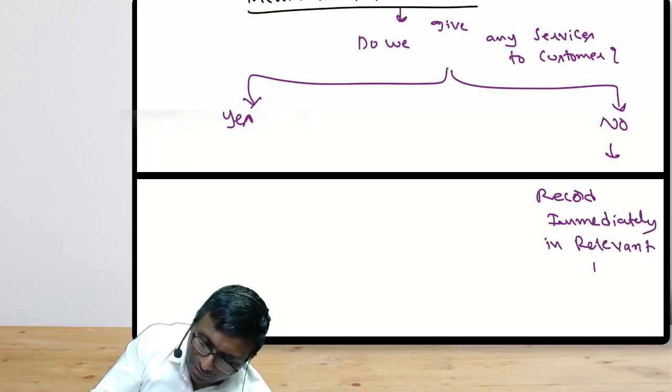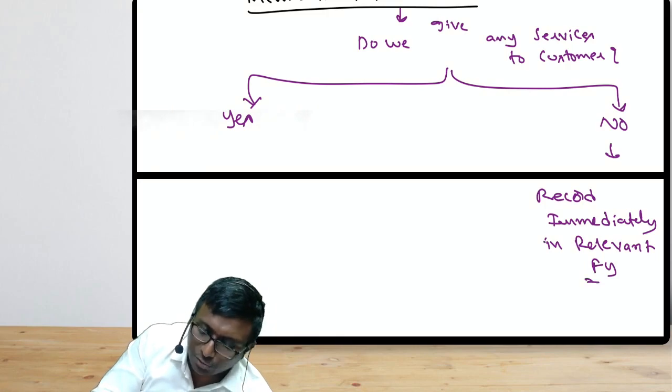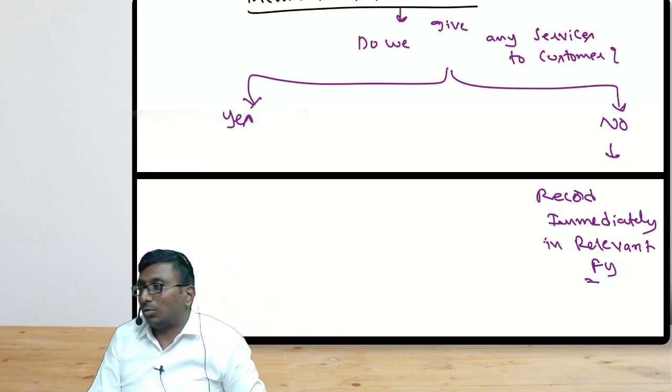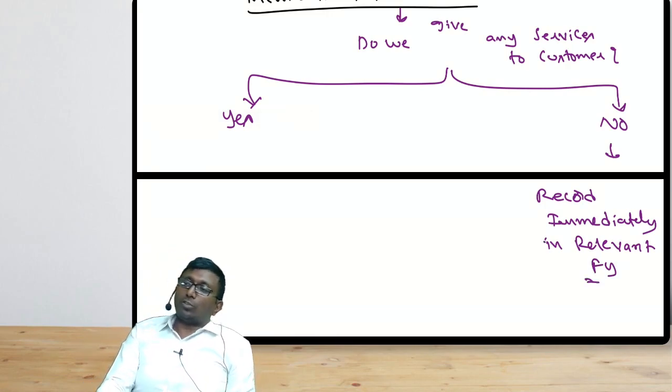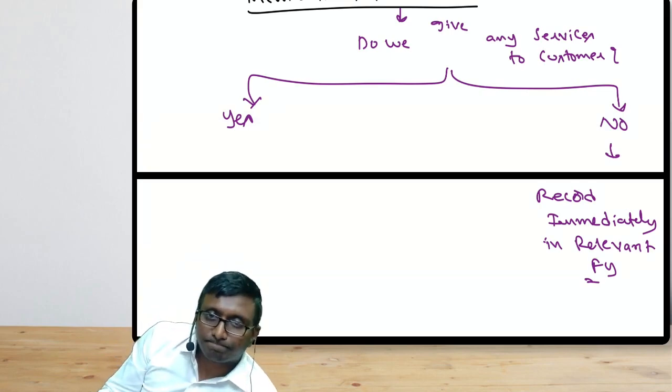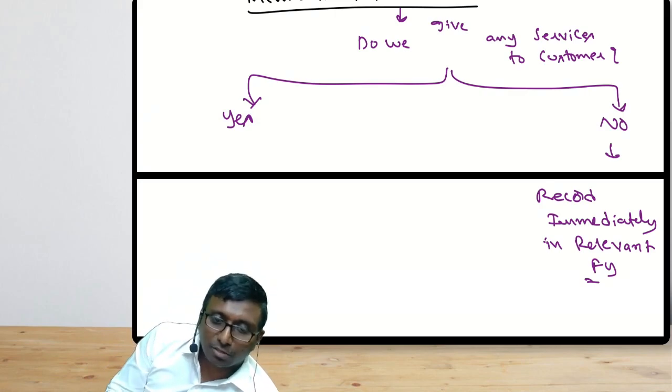In the relevant financial year. Yeah, the membership fees you paid, for which year? Record it in the year. I paid for 22, 23, 24. Record it for 23, 24. That's all. Put it in the respective year.